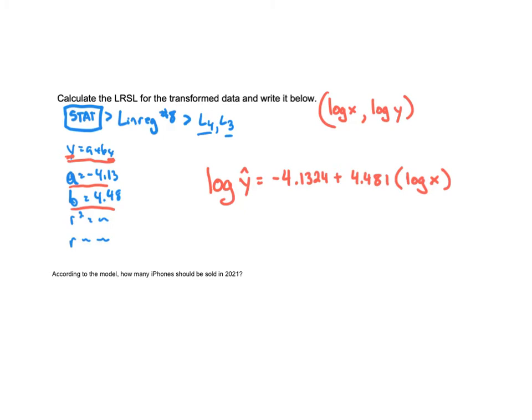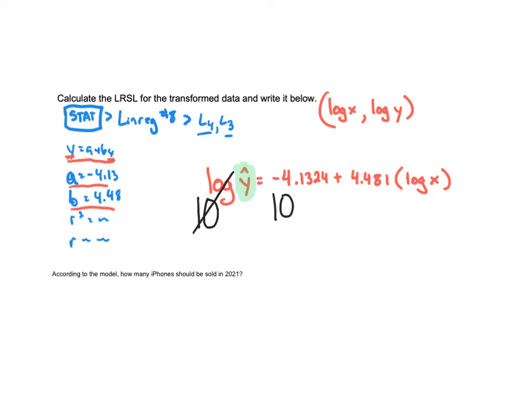Now, to make it ready for prediction value, we need to just get y by itself. Okay, here comes some algebra. Are you ready? We want to get y by itself. So how do we do that? Here's how you do it. To get rid of a log base 10, you are going to put the power 10 on the left side, power 10 on the right side.